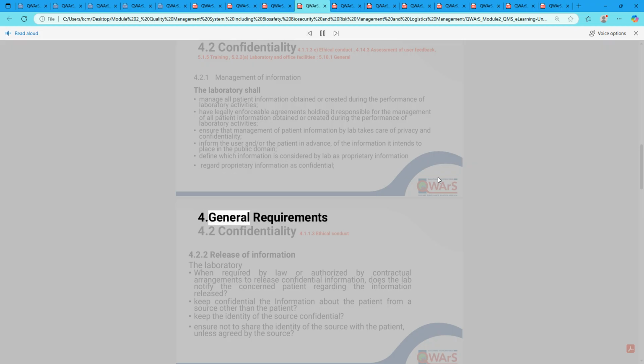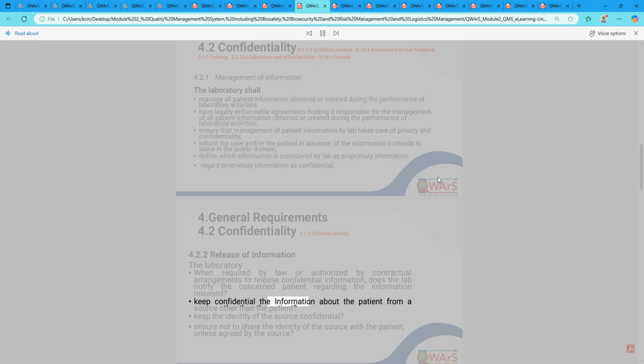For the general requirements, 4.2 confidentiality, 4.1.1.3 ethical conduct. For point 2.2, release of information. The laboratory, when required by law or authorized by contractual arrangements to release confidential information, does the lab notify the concerned patient regarding the information released?